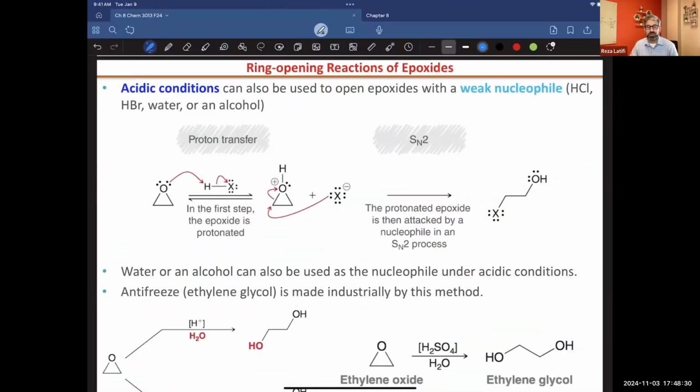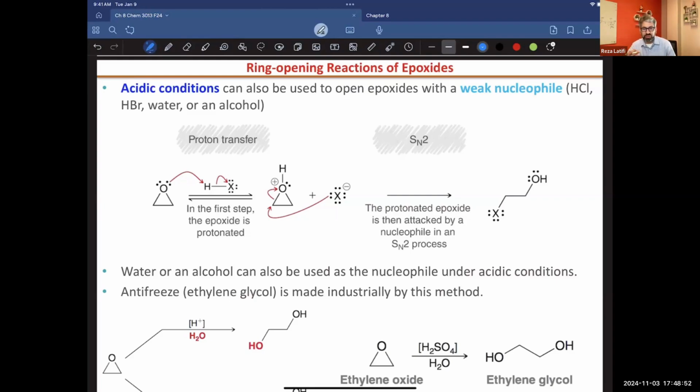In the last lecture, I did a ring opening of epoxide under basic condition, and we reviewed the stereoselectivity and also regioselectivity for ring opening under basic condition. In this lecture, I'm going to run a ring opening reaction of epoxide under acidic condition.